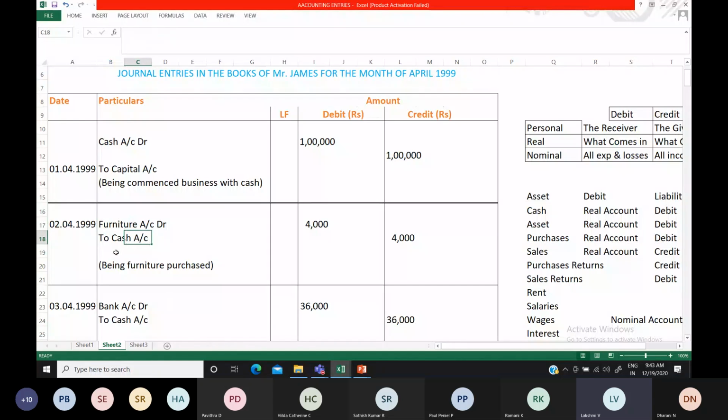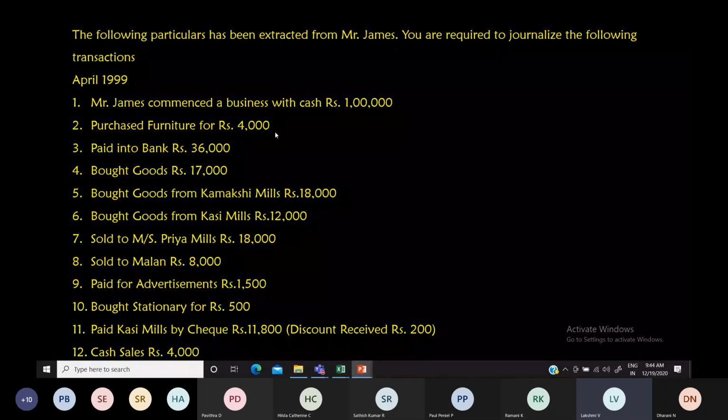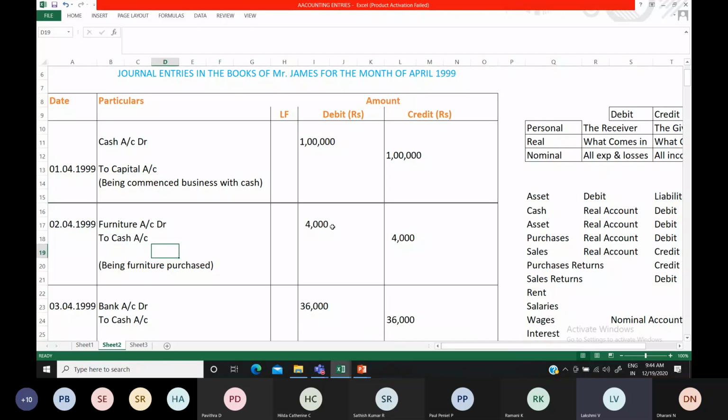So next, to cash account I'm using. Why to cash account? Because I've purchased furniture. Furniture is coming into my business. But what is going out of my business? Cash is going out of my business. So therefore we are crediting the cash account, to cash account. So furniture account debtor to cash account. So rupees 4,000, whatever is given in the question, that amount you have to mention, rupees 4,000, equally in the debit and credit column. So there should not be any doubt with that.